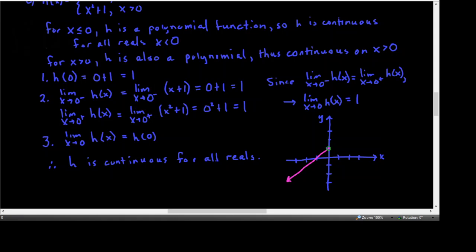And that's what's going to make this continuous, is that open circle for the right side is exactly filled in with the closed circle coming from the left. Okay, anyway, that parabola would look something like this. And that is a continuous function.